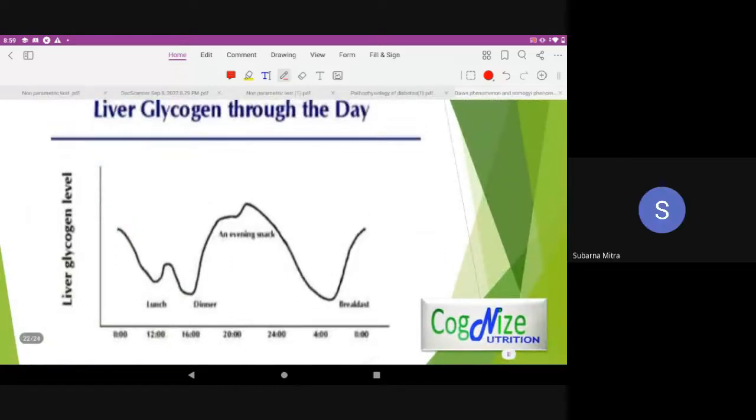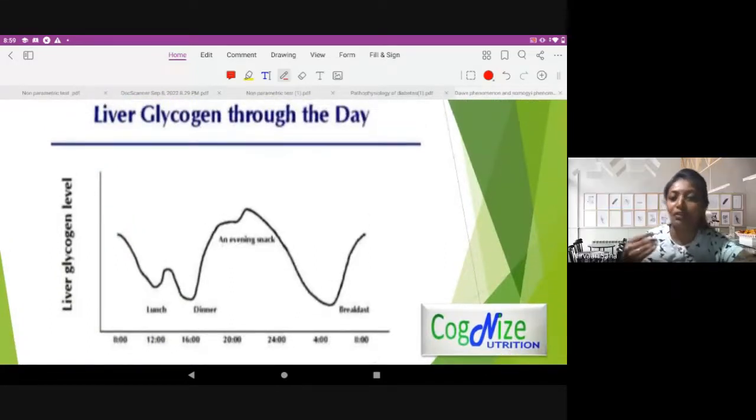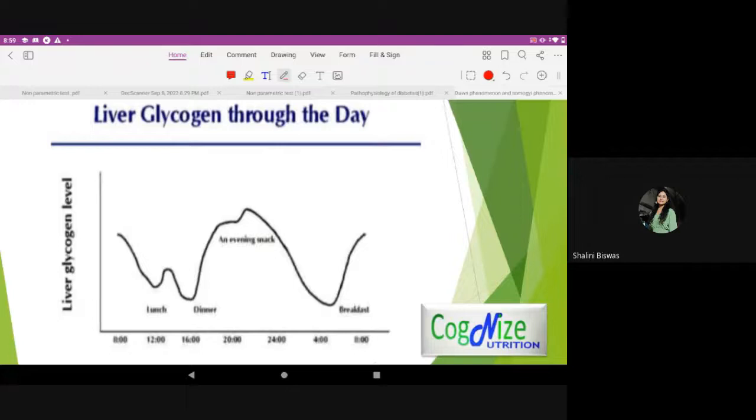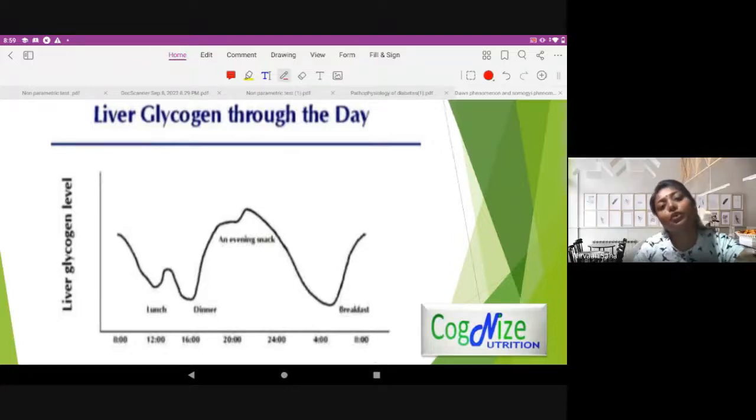Okay. Now you see here I have a graph, right? I have told you that the snacking thing is important, correct? Here I have a graph to show you how the snack is going to help you. This graph is about liver glycogen throughout the day, correct? Now tell me, whenever you have low glucose levels, your body will produce glucose, right? How? What is the first pathway your body will use when there is less glucose available?